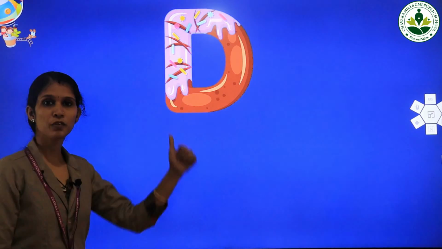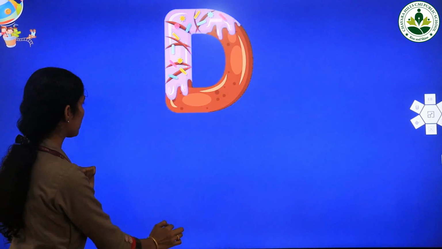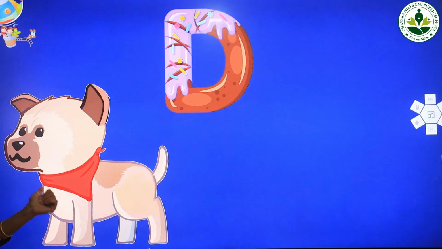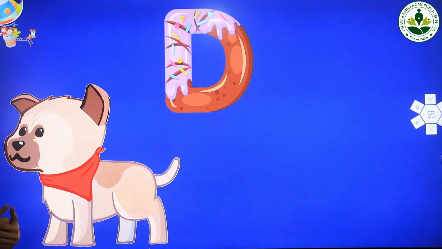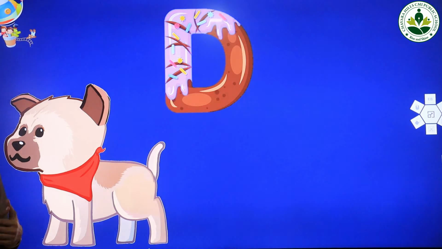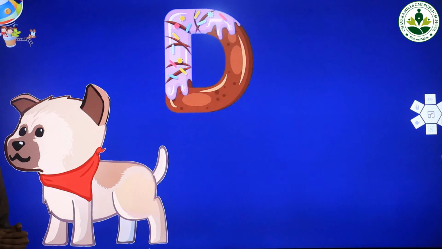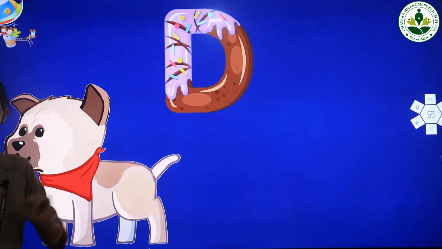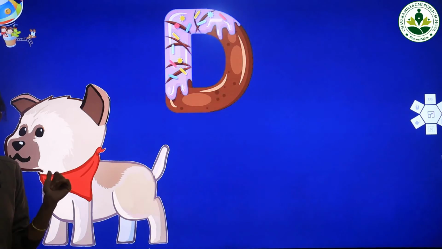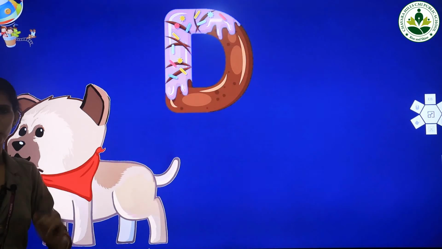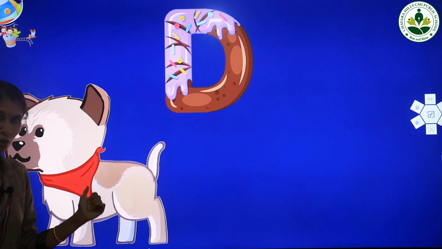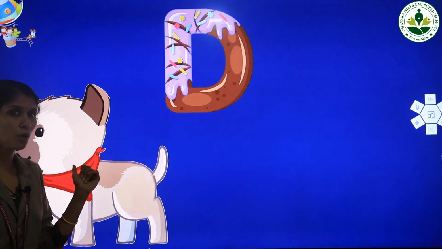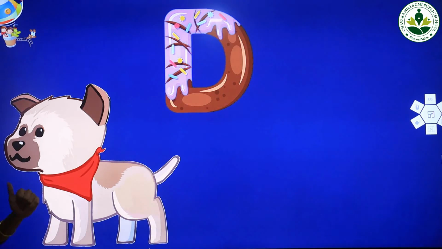It starts with letter D. Yes, it's our letter D and our first word is, yes, who is this? Yes, say dog, isn't it? It's a dog. Say aloud. Dog. Once more. Dog. D is for dog. Say aloud. D is for dog. Dog. Do you have dog in your home? Yes? Okay. So our first word is dog.